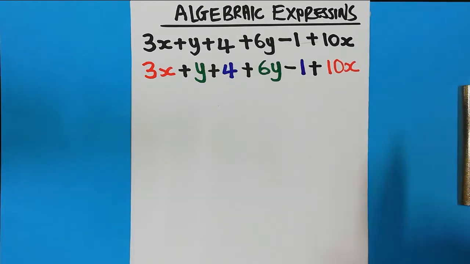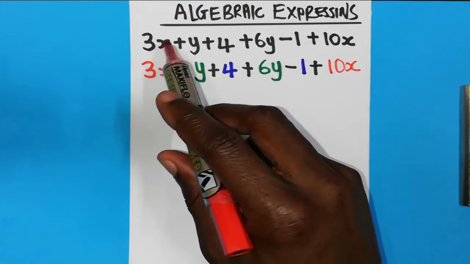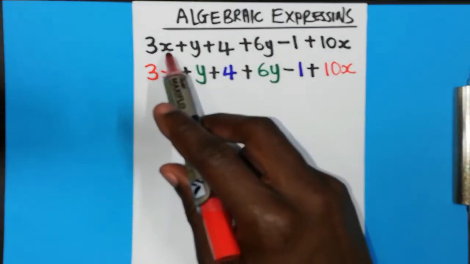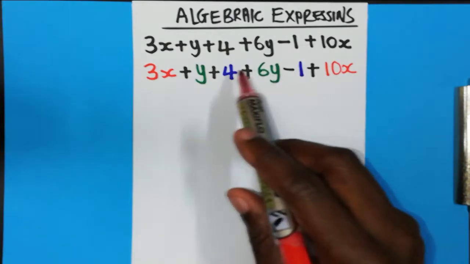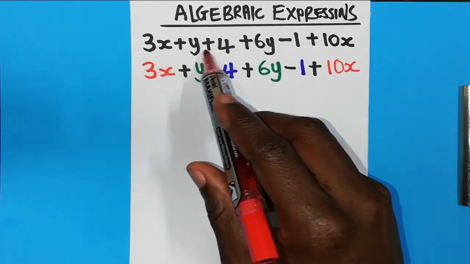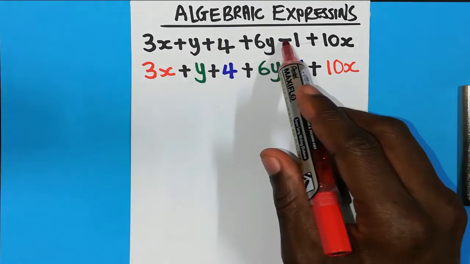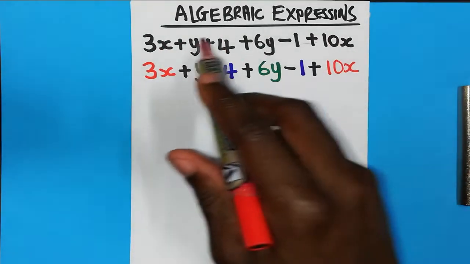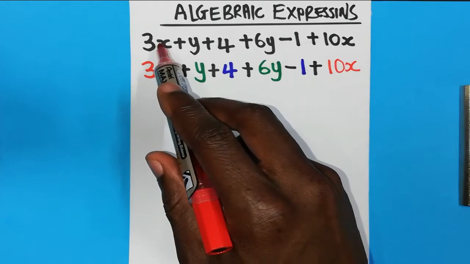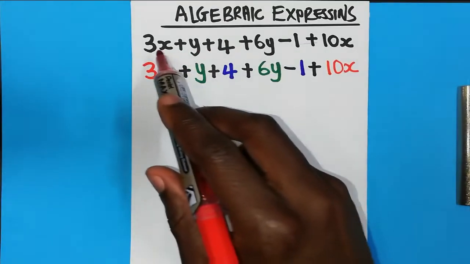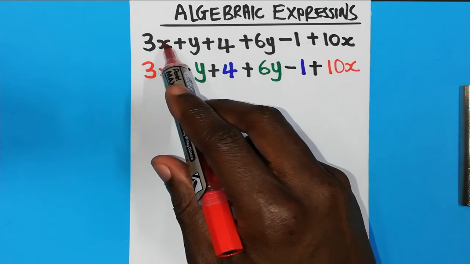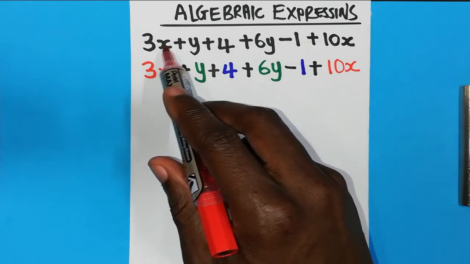In today's tutorial, I'm going to show you how to simplify an algebraic expression. All right, so we're going to start with this one that you see here. So it's 3x plus y plus 4 plus 6y minus 1 plus 10x. So what we are trying to do here is to group the like terms. The like terms are the ones that have the same variable.